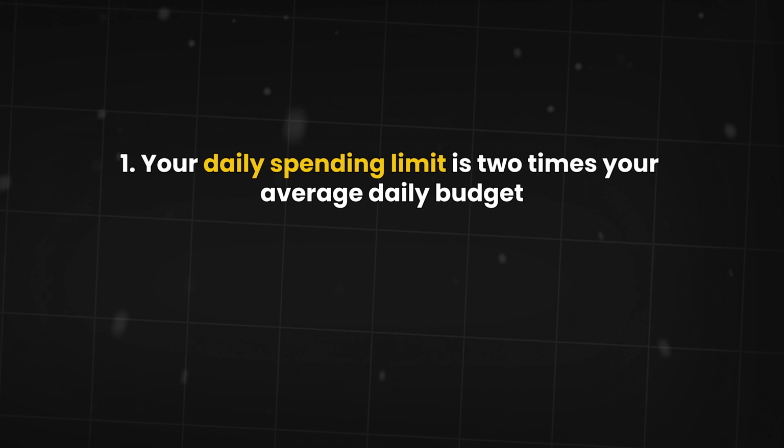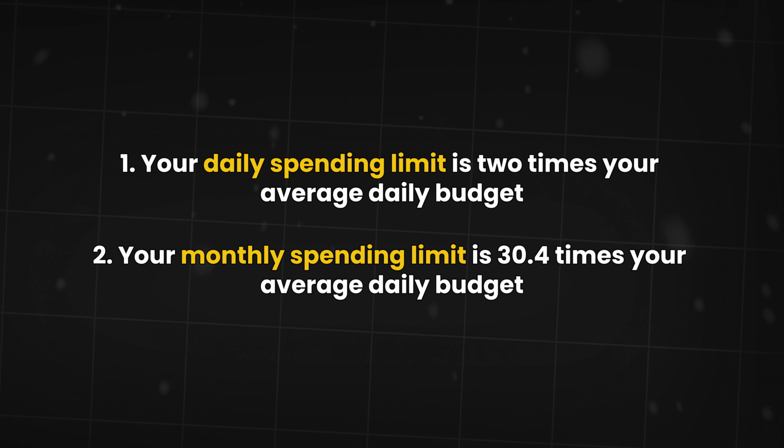First, your daily spending limit is 2 times your average daily budget for most campaigns on any particular day. Second, your monthly spending limit is 30.4 times your average daily budget in any particular month. When your daily or monthly spending exceeds these limits, Google will actually refund you the difference.